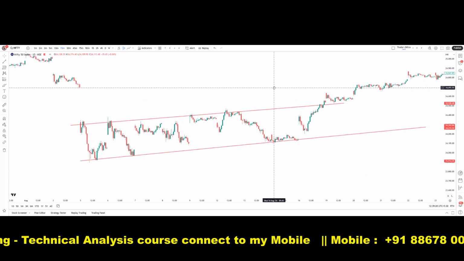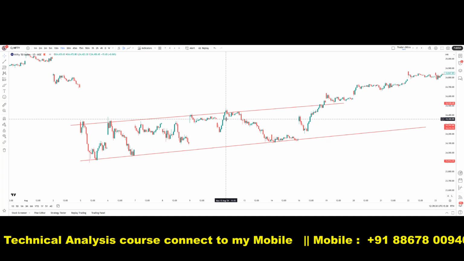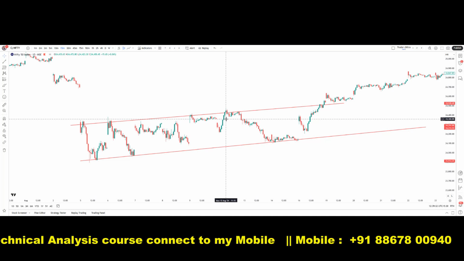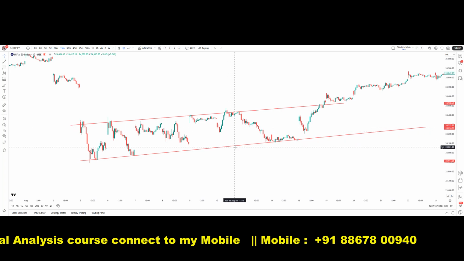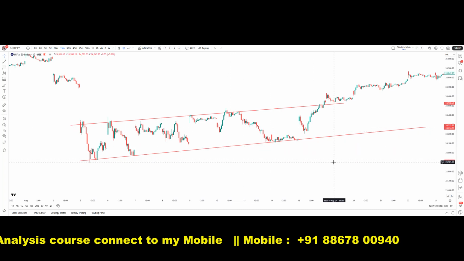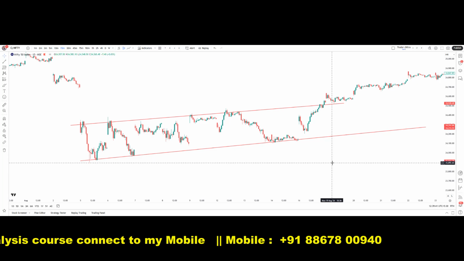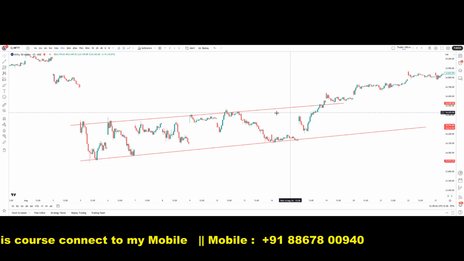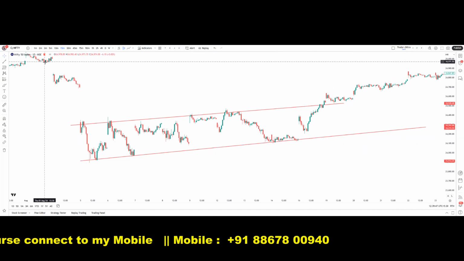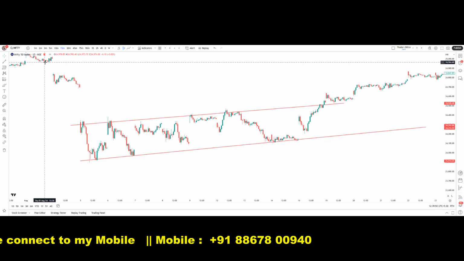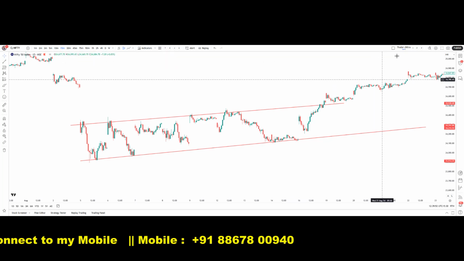Okay, so we are taking the bias in the higher time frame. The higher time frame is 1 hour, and after that we are entering the trade in the lower time frame. The lower time frame is the 15 minutes time frame. So we can use the candlestick patterns also for trade confirmation. When we use the 15 minutes time frame, this is how the chart will look. Either in the breakout or in the breakdown, we can enter into the trades.